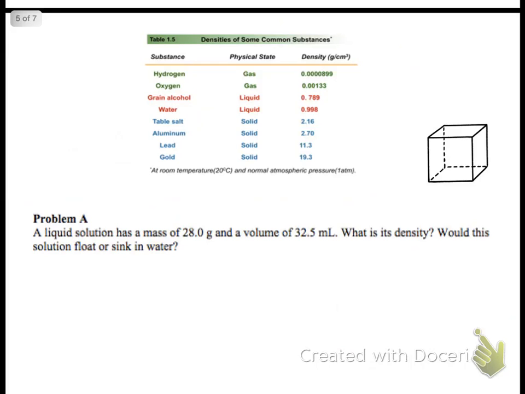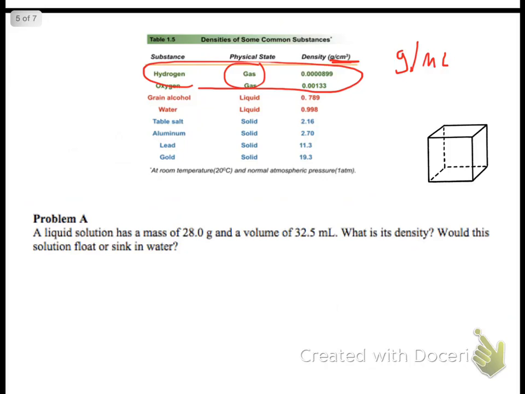so let's take a look. Here we have a table of some common densities, and let's take a look at what we have here. So if I look at these really low values, hydrogen and oxygen, that's because it's a gas, right? So a lot fewer particles in the same amount of space are going to mean a much lower density, because these are all the same units of grams per centimeter cubed, which would be the same as grams per milliliter.